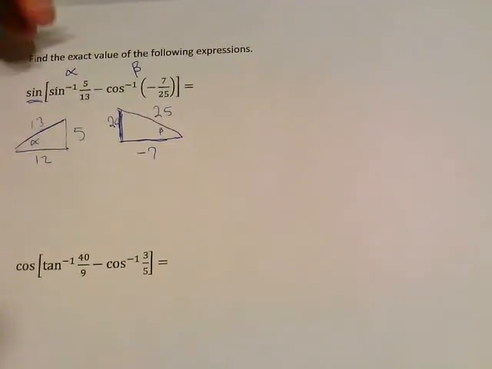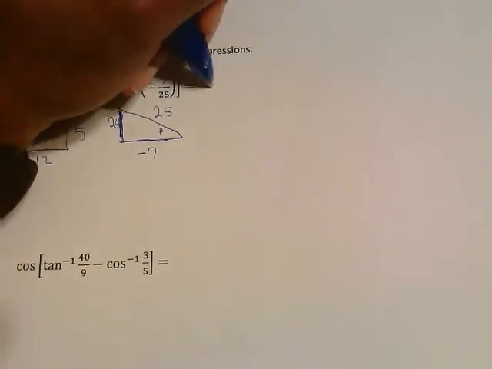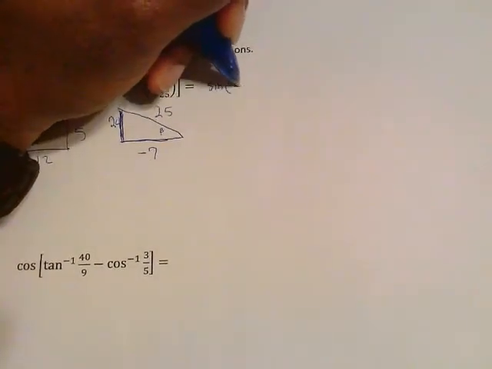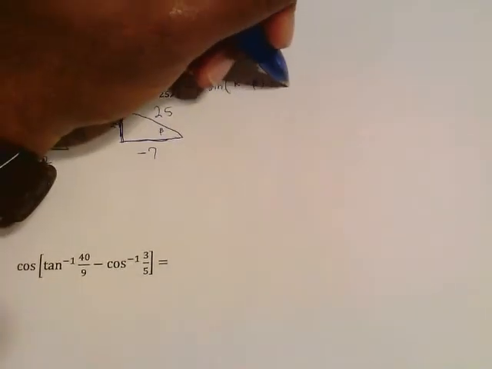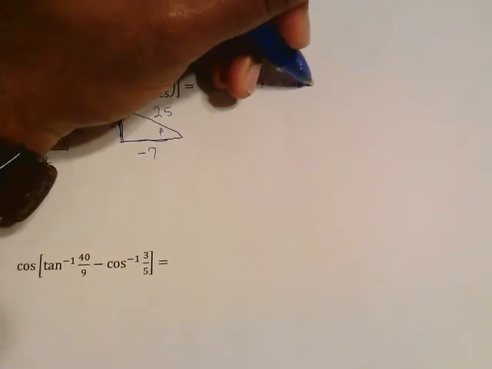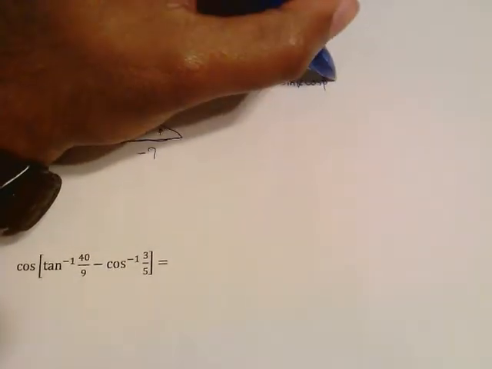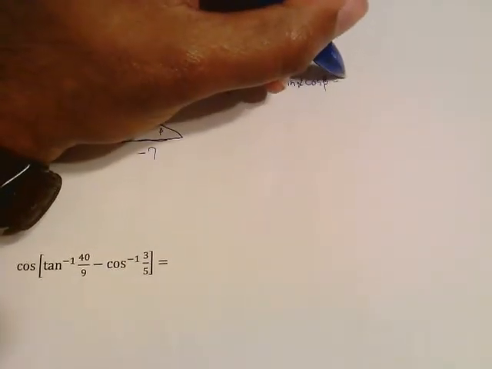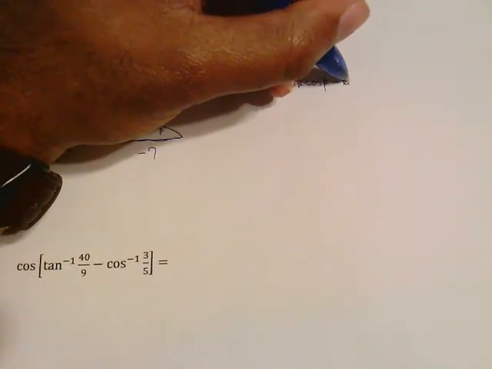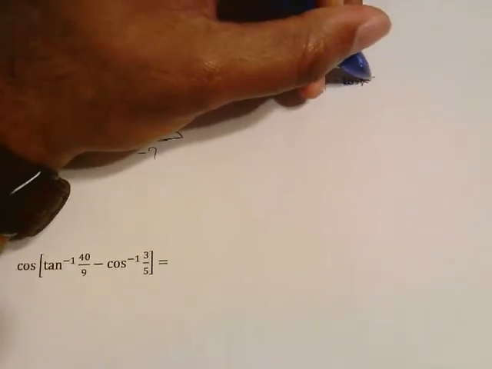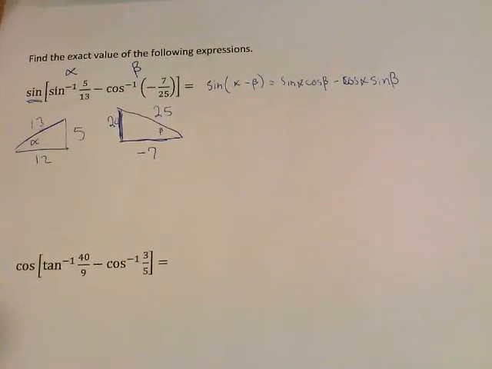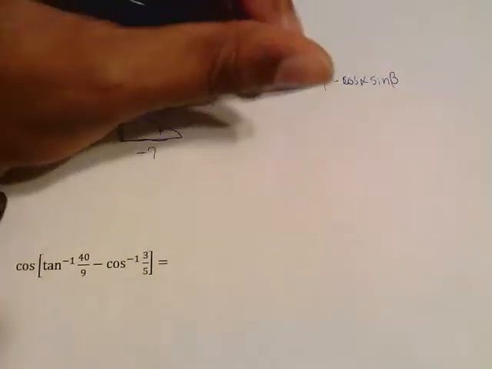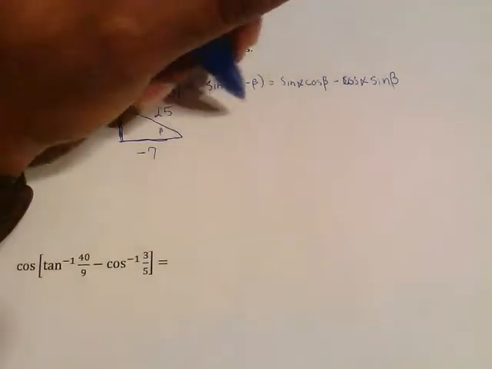So now we can rewrite our formula to recall it. Sine of alpha minus beta equals sine alpha cosine beta minus cosine alpha sine beta. And then we evaluate these based on our triangles.